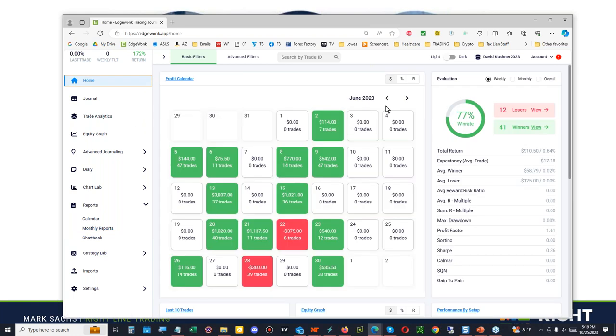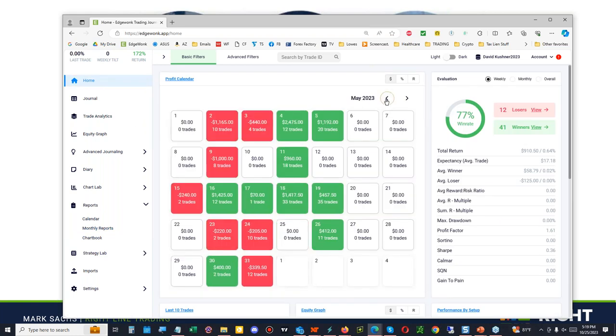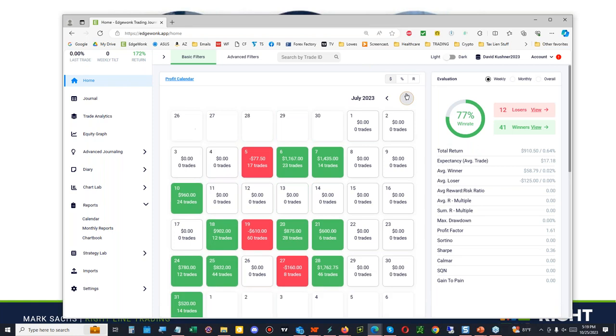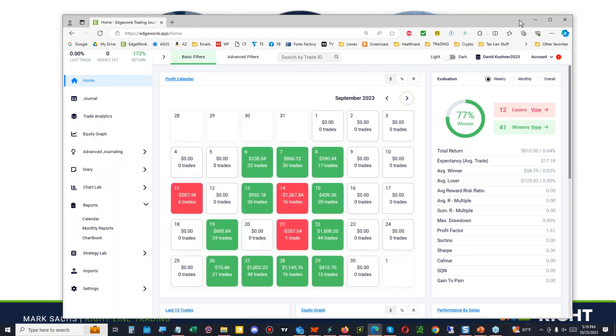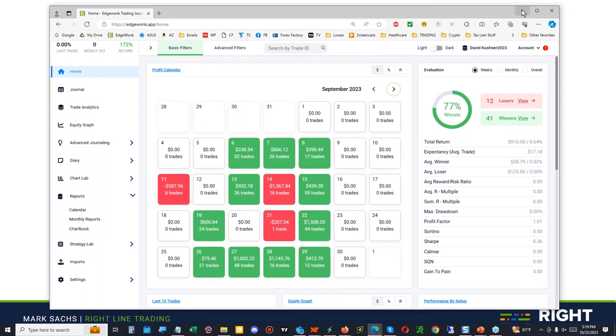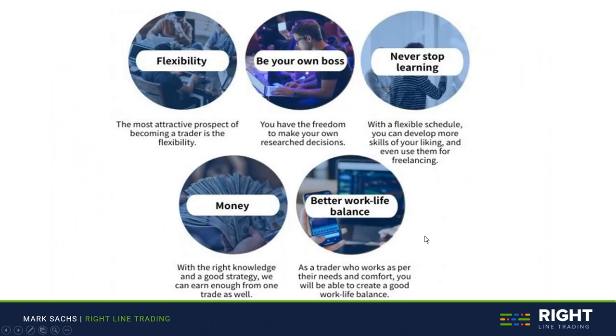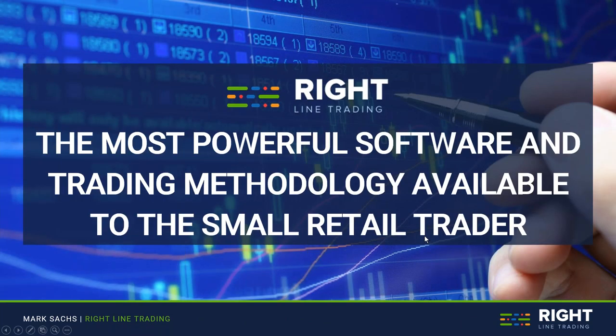So why is this important information? Okay, same thing with May. 1, 2, 3, 4, 5, 6. The point is that the days that we didn't trade, why didn't we trade? We didn't trade because we didn't have setups. And if the market is range bound or choppy, we won't get setups. We'll only get setups when the market's trending.